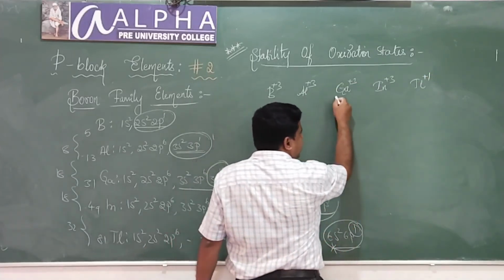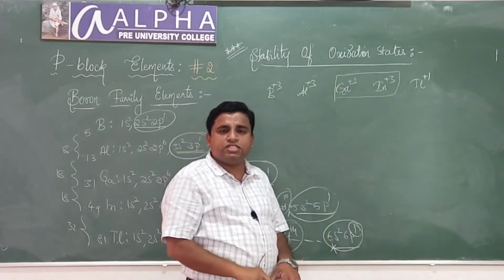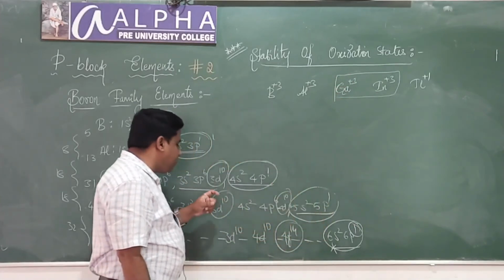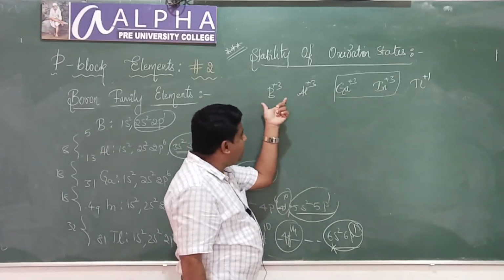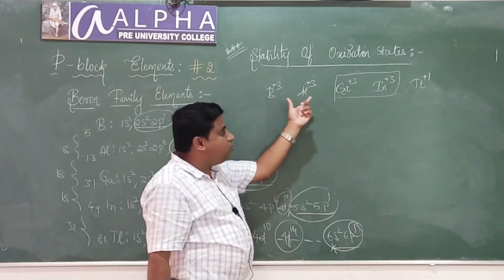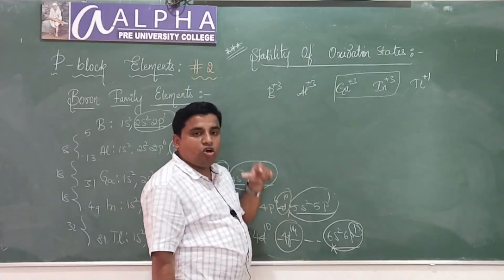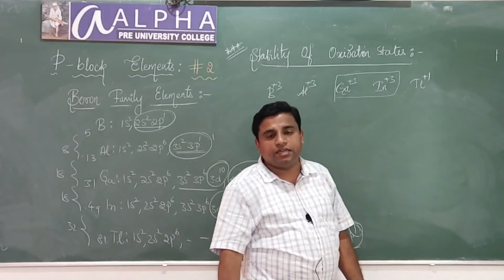Here, in gallium and indium also, the +3 oxidation state is quite unstable, again due to the poor shielding effect of d orbitals. It is quite less stable as compared to boron and aluminium. But boron and aluminium are highly stable in the +3 oxidation state. Thallium is highly stable in the +1 oxidation state.